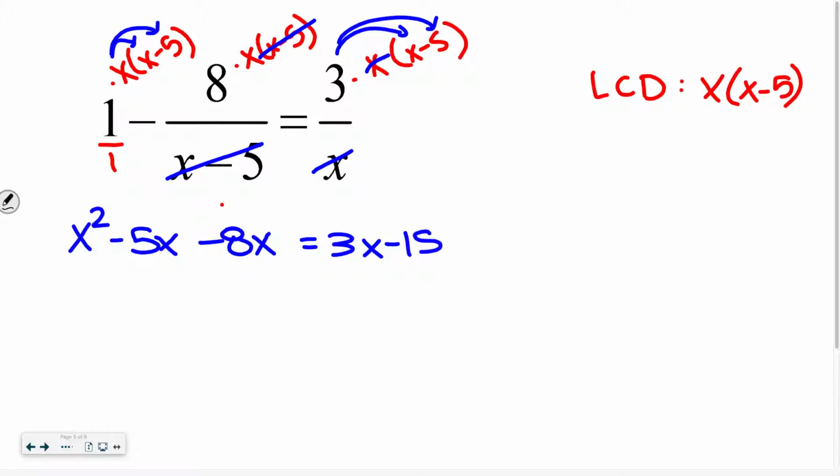Doesn't this blue line look a lot more solvable than the line with all the fractions? Yeah. So you're just kind of playing a game of making your denominators disappear. That's called the LCD method.